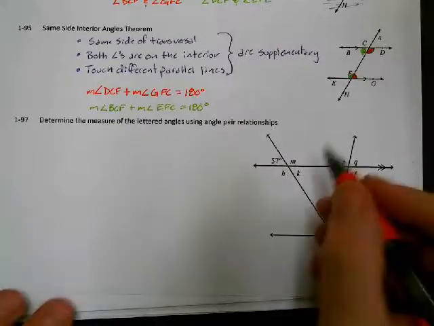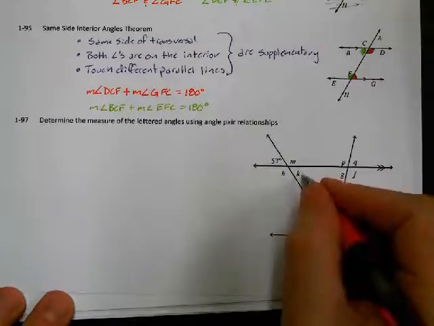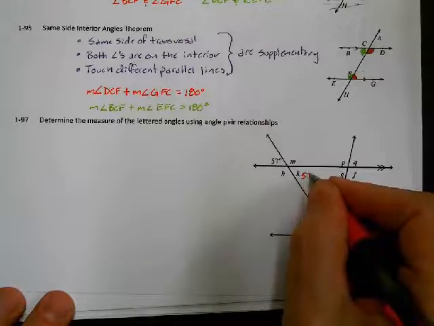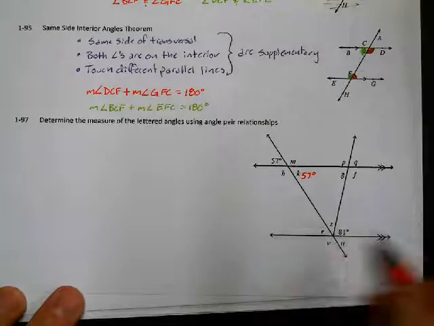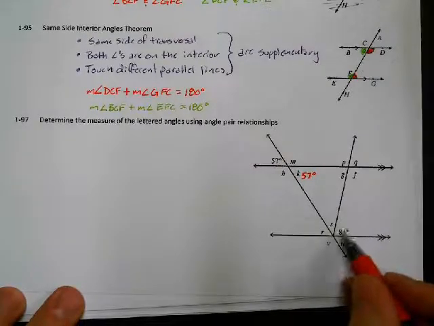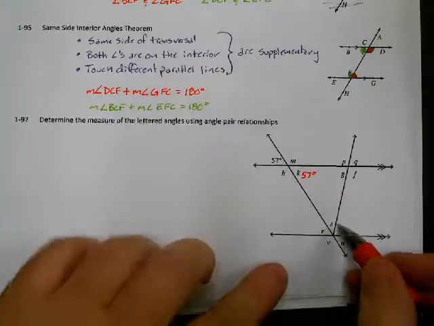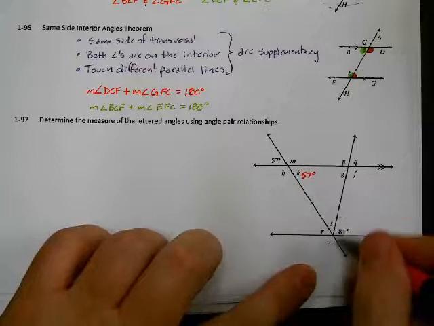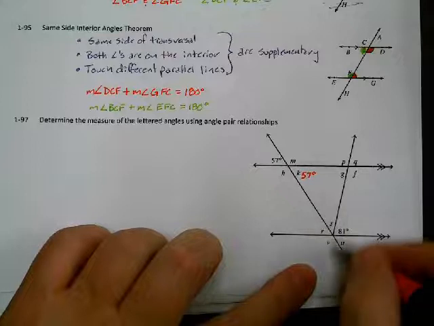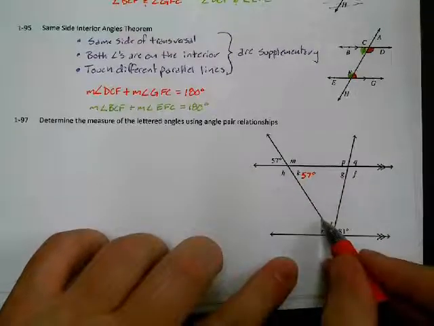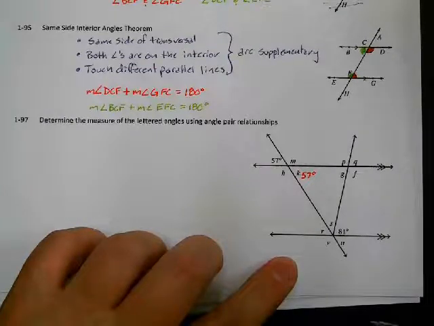So vertical angles, 57 and K, they have to be the same. They're vertical angles, and vertical angles are congruent. So K has to be 57 degrees. Now over here, 81 is not the same as V, because it's not made of two lines. It's only vertical angles when two lines cross each other. Look what we have down here. We've got 1, 2, we've got a third line. So we don't really have vertical angles right there. So we've got all of our vertical angles.